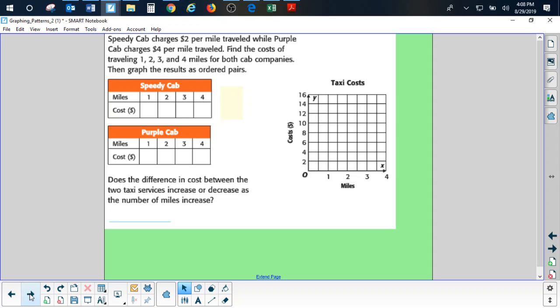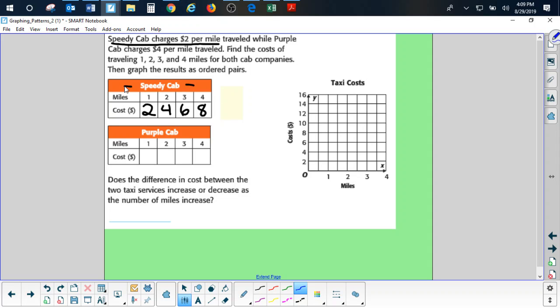So we have Speedy Cab, which is the first table that was given. And for Speedy Cab, we already know Speedy Cab charges $2 per mile. So if we were traveling 1 mile, the cost would be $2. If we travel 2 miles, the cost would be 4. Travel 3 miles, it would be 6, and for 4 miles, it would be 8.